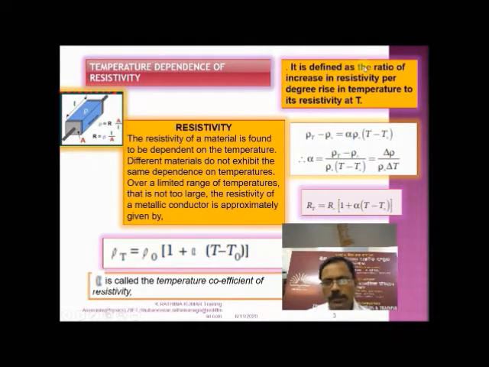So the resistivity is defined as the ratio of the increase in resistivity per degree rise in the temperature to its resistivity at T. So here the increase in resistivity is the temperature coefficient of the resistivity, or simply the temperature dependence of the resistivity written here.